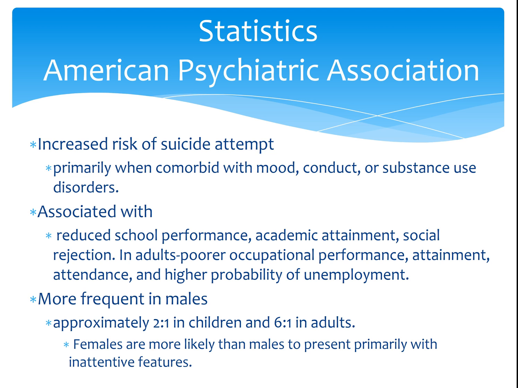In adults, there's poor occupational performance and attainment. They go through a lot of different jobs. There's a high risk of absenteeism and a higher probability of unemployment due to the attainment and absentee issues. ADHD occurs more frequently in males than it does in females. In children, it's 2 to 1. And in adults, it is 6 to 1.